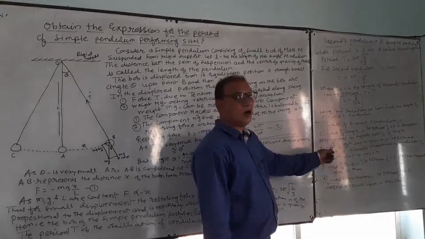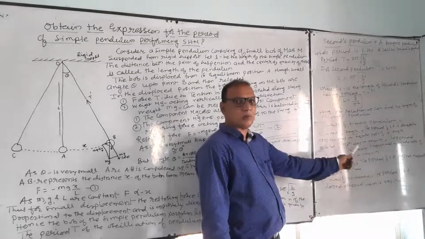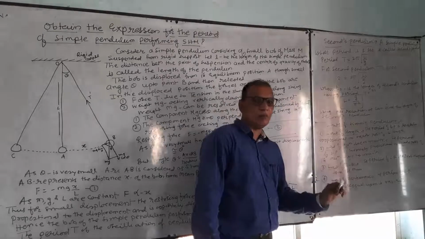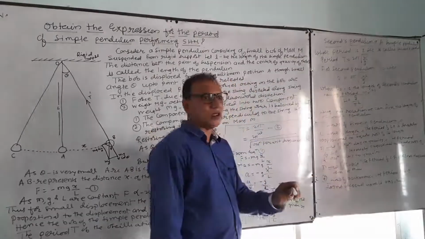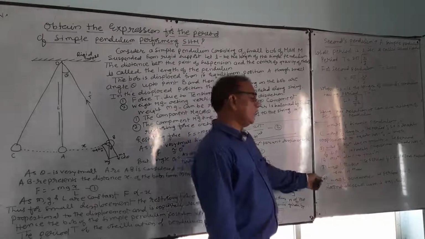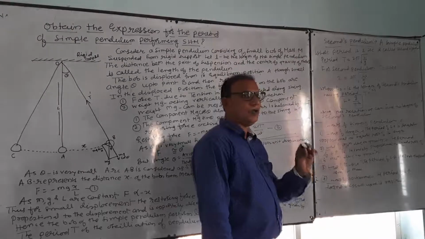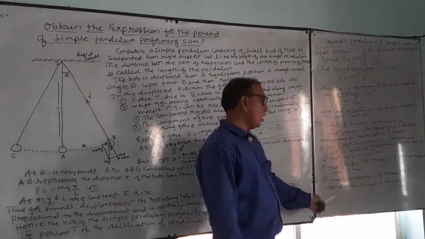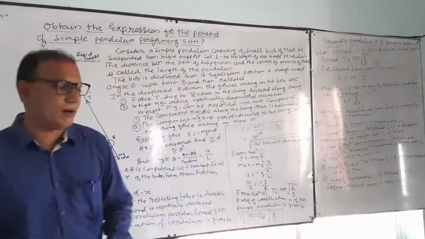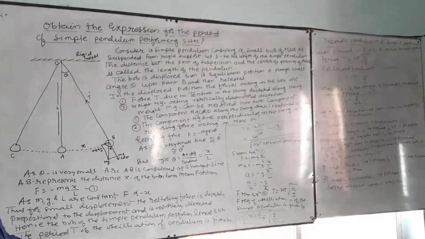First is law of length. Period of simple pendulum is directly proportional to the square root of its length. Second, law of acceleration due to gravity. Period of simple pendulum is inversely proportional to the square root of its acceleration due to gravity. Third, law of mass. Period of simple pendulum does not depend upon its mass. And finally, law of isochronism. The period of simple pendulum does not depend upon its amplitude. These are the 4 important laws of simple pendulum.